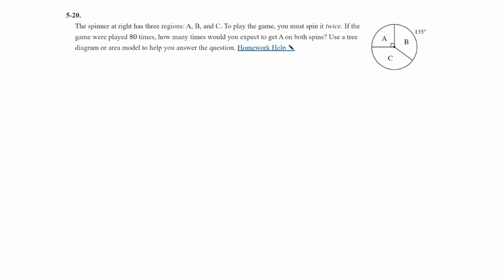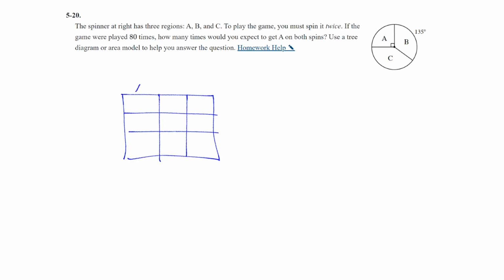Question 20, the spinner at the right has 3 regions A, B, and C. To play the game, you must spin it twice. If the game were played 80 times, how many times would you expect to get A on both spins? Use a tree diagram or an area model to help you answer the question. So 2 spins, I'm going to use an area model. There's 3 regions. So 1, 2, 3, 1, 2, 3. A, B, and C on both sides because it is the same spinner.